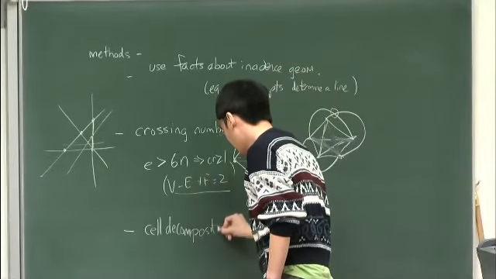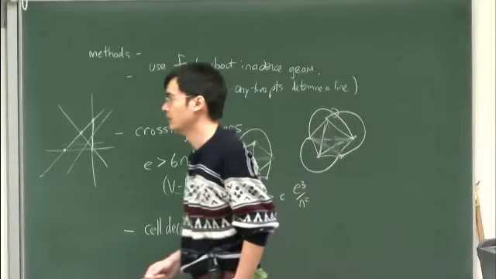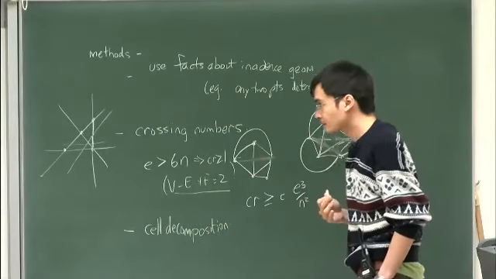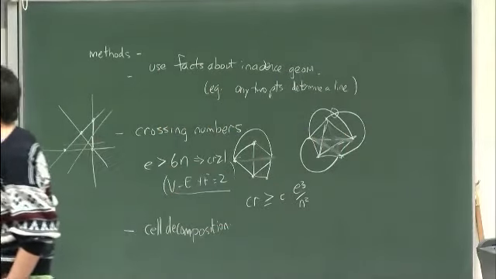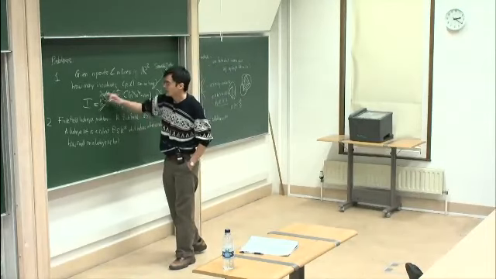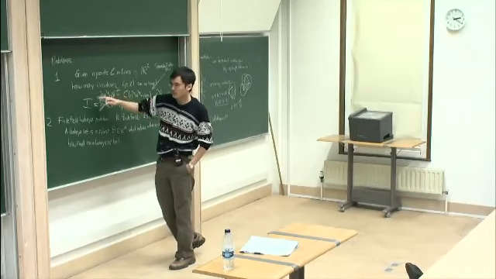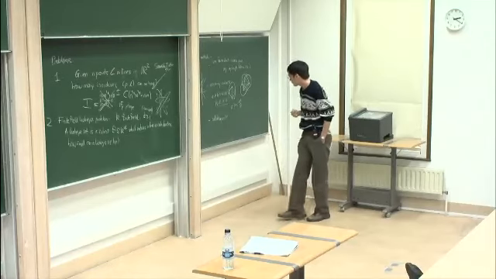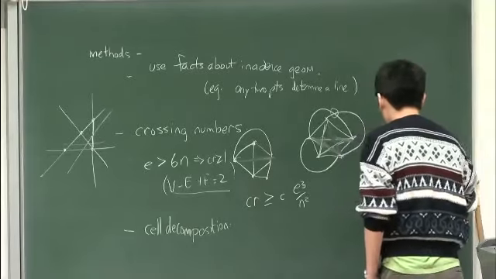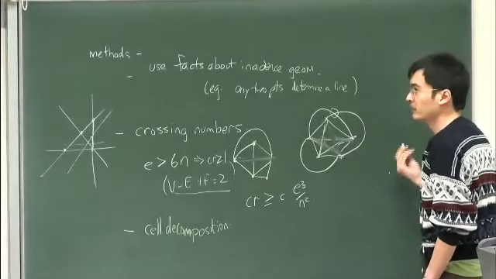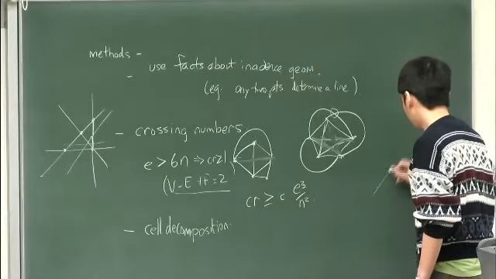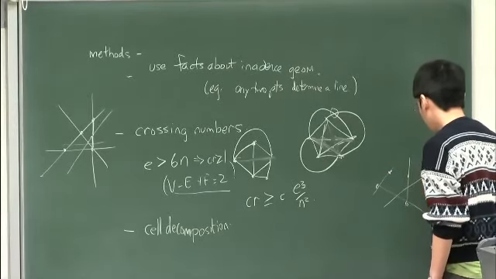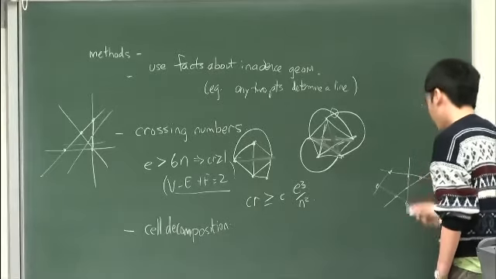So another technique that was used is cell decomposition, and the way I view it, it's a method for taking a lousy inequality, a lousy bound for your problem, and hopefully upgrading it to a better bound. And the way it works is that you have some configuration in, let's say, the plane: points and lines. You have some points and lines, and you want to count incidences.